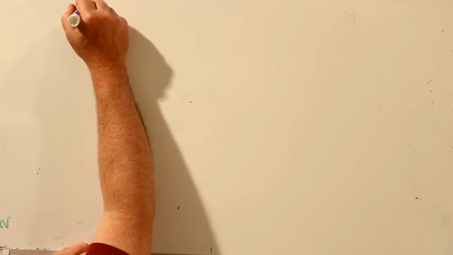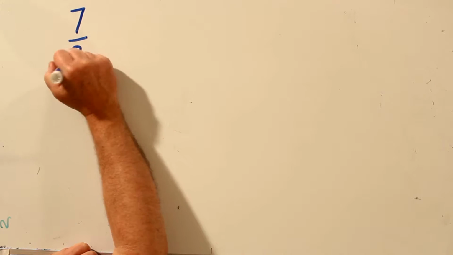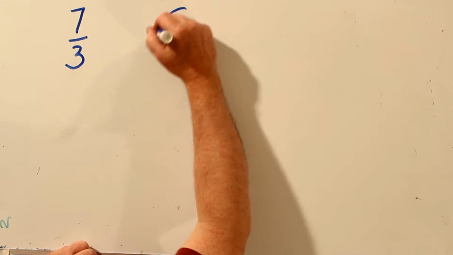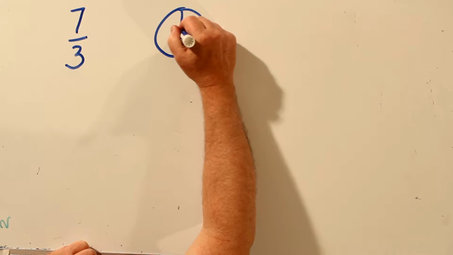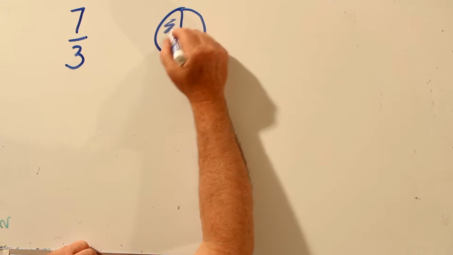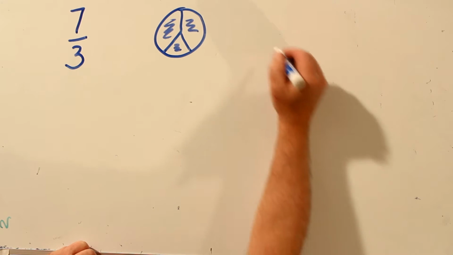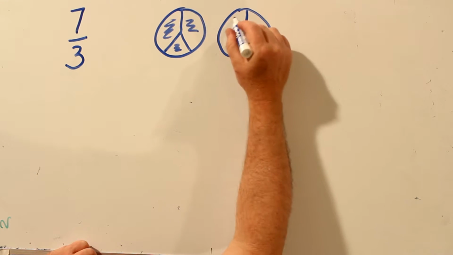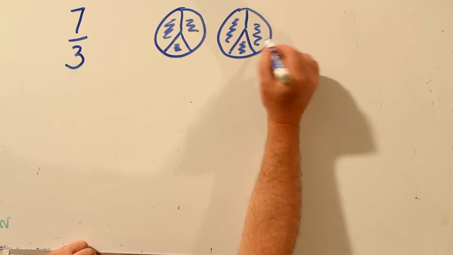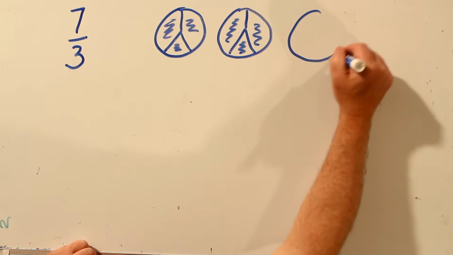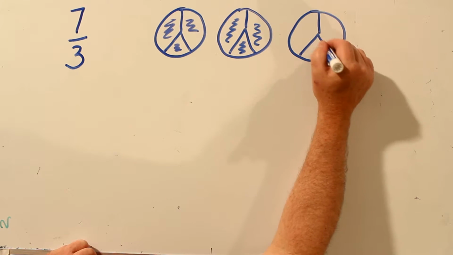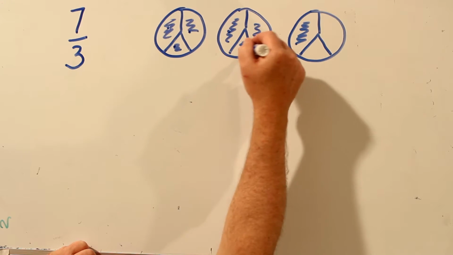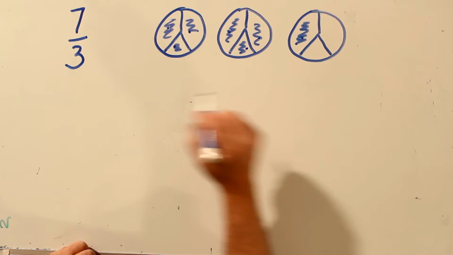So what does it mean if we say we have 7/3, which is an improper fraction? Well, if we have a whole thing and divide it into thirds, we have 1, 2, 3/3. And another one, 4, 5, 6/3, and another one, 1/3 of this would be the 7th third. We have 1, 2, 3, 4, 5, 6, 7 thirds.